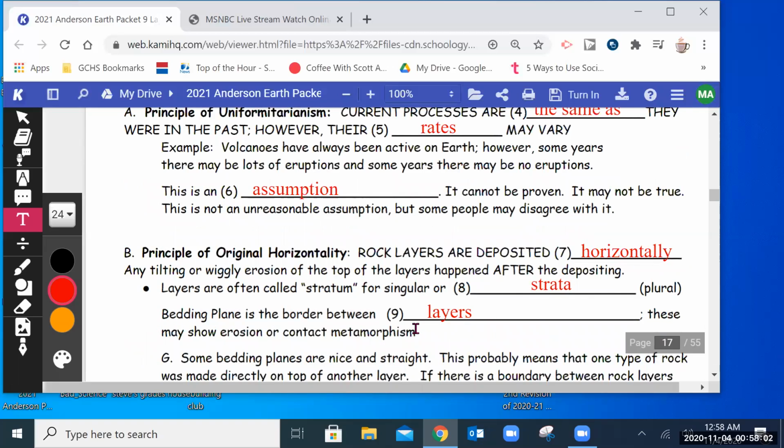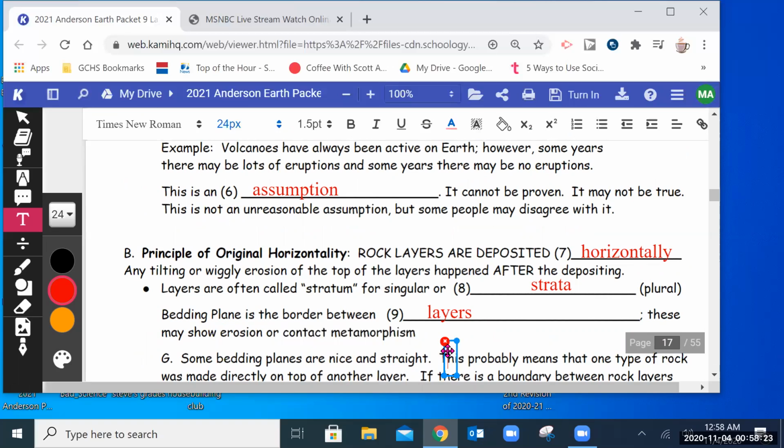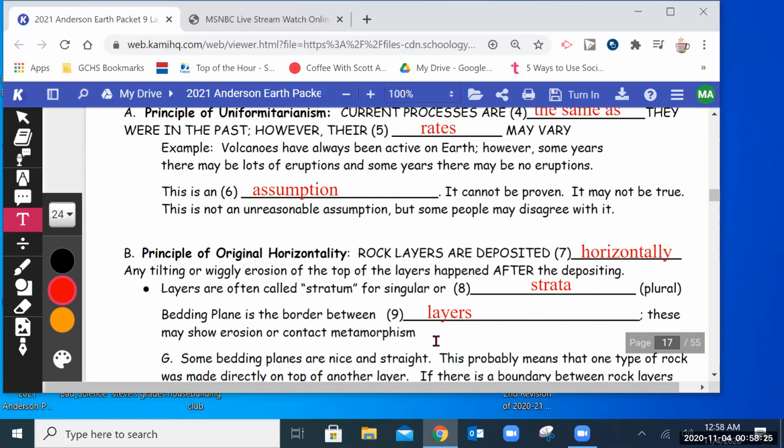Bedding plane is the border between these layers or between these strata. These bedding planes may show erosion or contact metamorphism. Erosion is the wearing away because of wind or rain or rivers, whatever, ocean currents. Contact metamorphism is the changing of rocks because of heat and pressure.